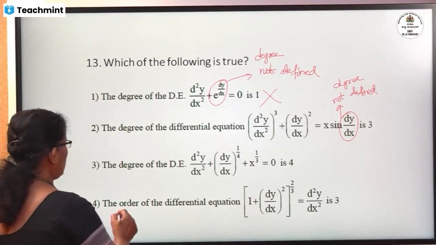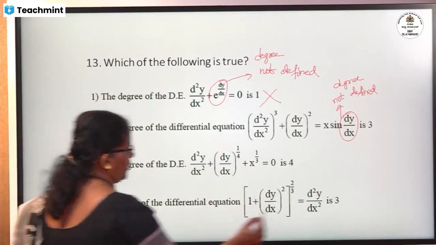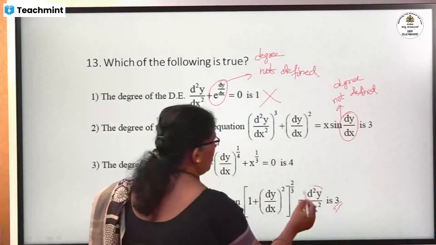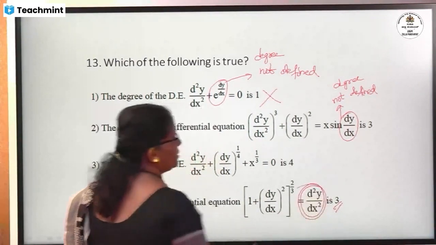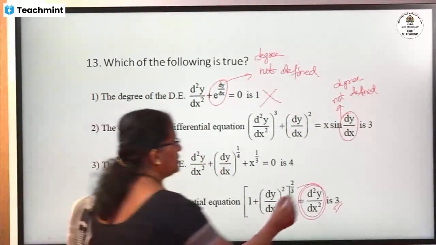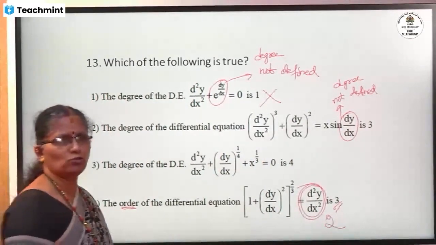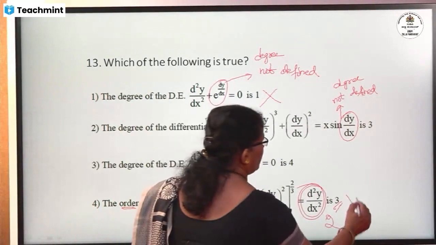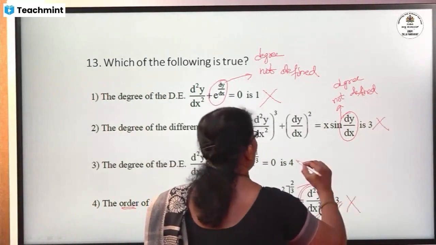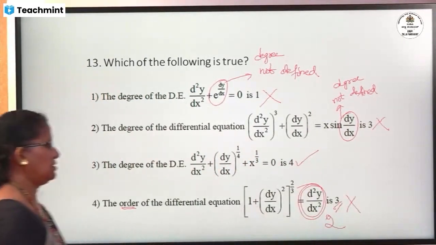This one says the order of the differential equation is 3, but the order here is how much? It is 2, because the second order derivative is occurring. So order is 2, but it is said to be 3. Therefore, this is also not a correct option, and hence this should be the option.